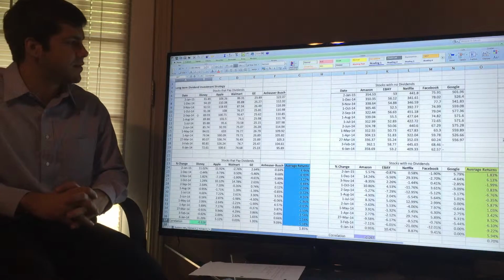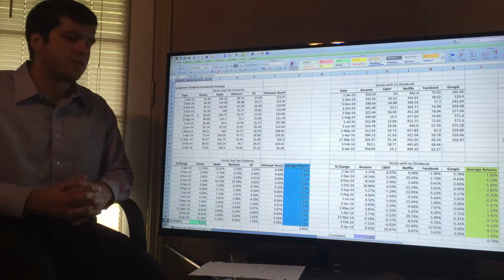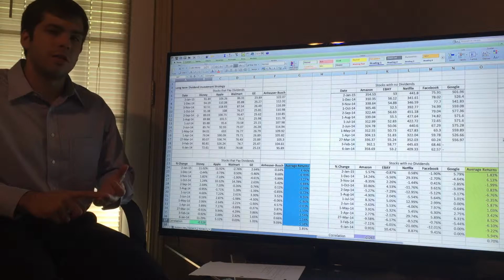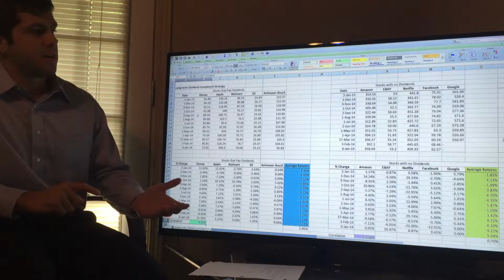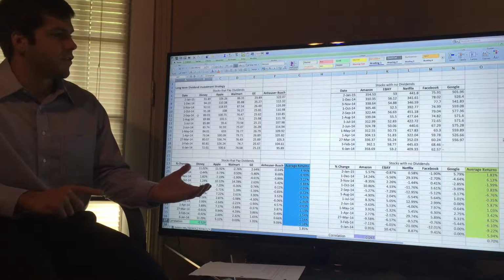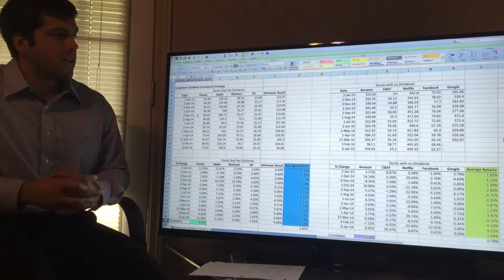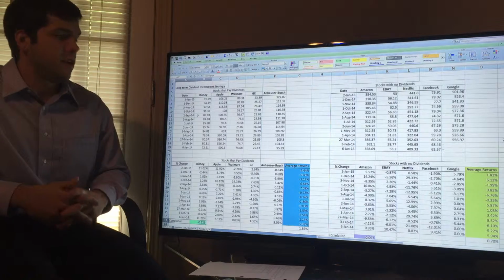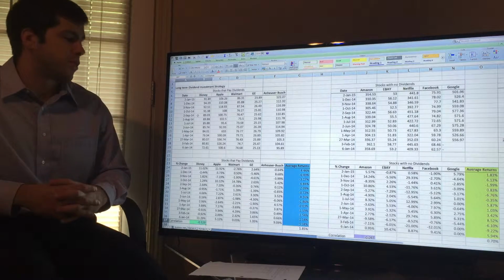So for my project, I have stocks that pay dividends, and this includes Disney, Apple, Walmart, GE, and Anheuser-Busch. I have stocks that do not pay dividends, and these are Amazon, eBay, Netflix, Facebook, and Google. Both of these portfolios have stocks that, in my opinion, will be around forever. They've been around for this long, and I think they'll continue being around and being profitable.